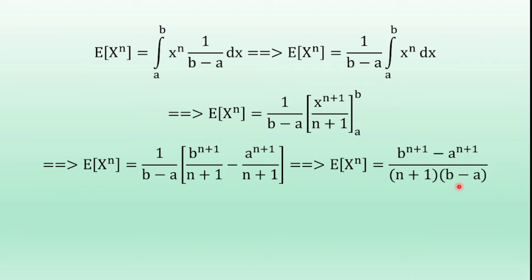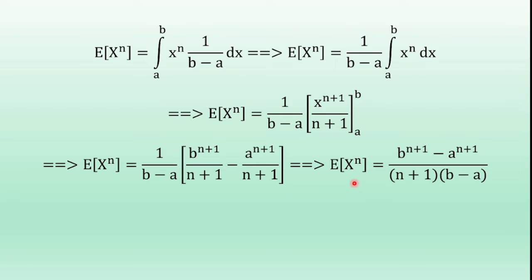Now we want to calculate the mean value of the random variable. So in this equation, substitute different n values. Substitute n is equal to 1, then we get the mean value of the random variable. Substitute n is equal to 2, we get the mean square value of the random variable. The expectation of x power n is the nth moment of the random variable, also denoted as m suffix n.